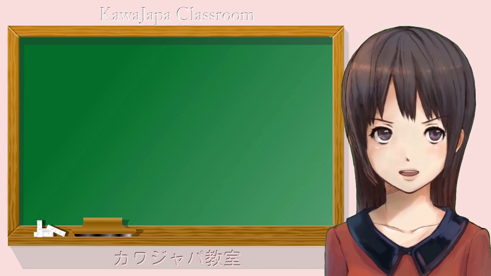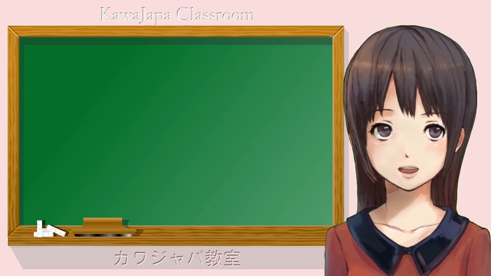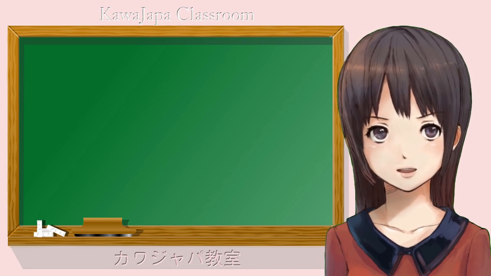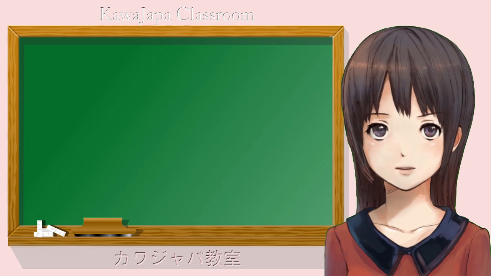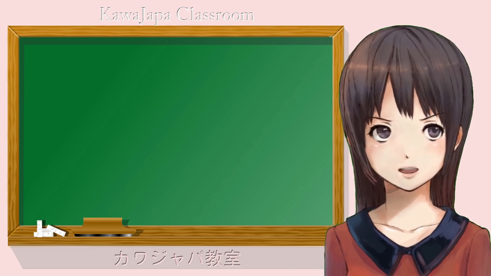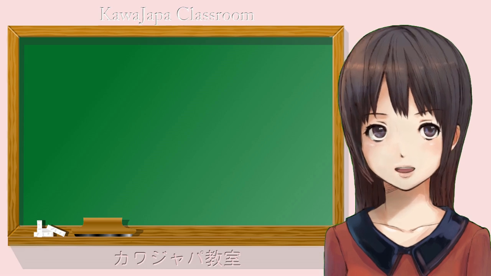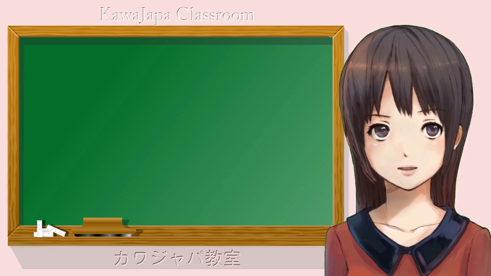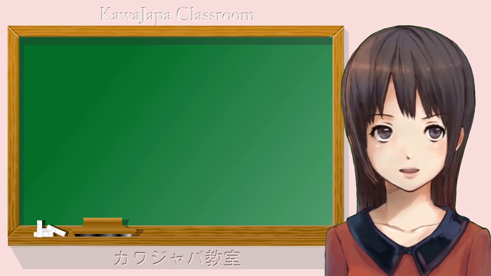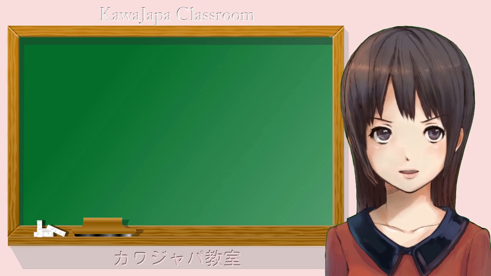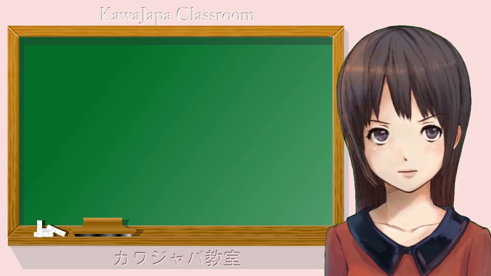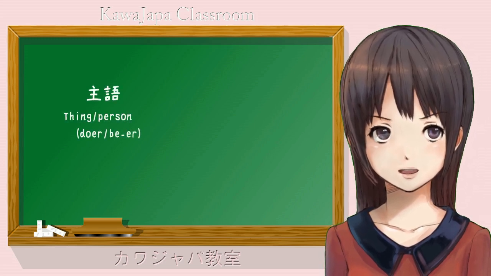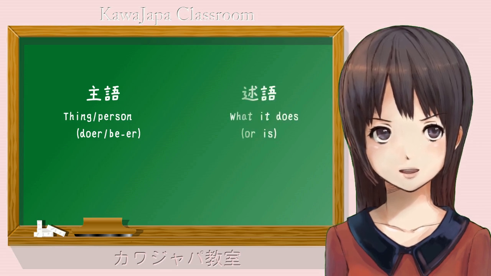Alright, so the simplest Japanese sentence always consists of two things. In Japanese, they are called shugo and jutsugo. In English, they are called subject and predicate. But a lot of people aren't comfortable with that terminology, even in English. So I'm going to put it in a simpler way. The two things that you find in any Japanese sentence are a thing that is doing something or being something, and what it is doing or being. Those are the two things.